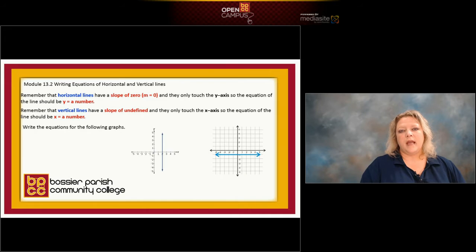You have either x equals whatever number it touches on the x-axis, or you have y equals whatever number it touches on the y-axis. That's all you have to do, nothing extra, okay? All right, come back and we're going to graph those hard ones. We're going to write those equations of the diagonal ones, which are a little more complicated. See you back in a minute.